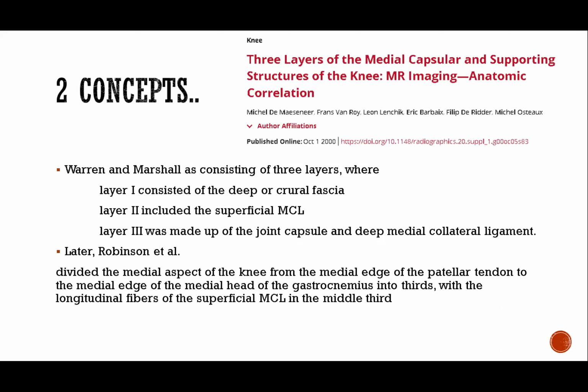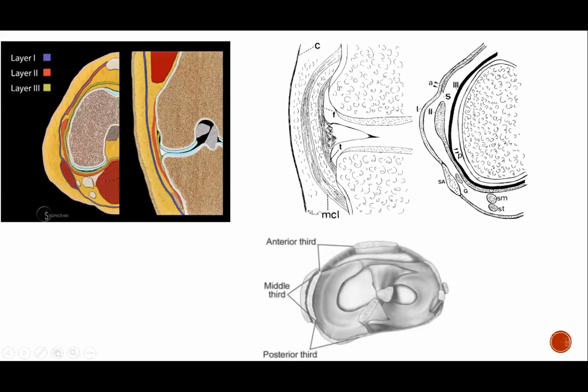Warren and Marshall stated that it consists of three layers. Layer 1 being the deeper crural fascia, 2 being superficial MCL, and 3 is made up of joint capsule and deep medial collateral ligament. So this is the pictorial representation. This is the superficial or crural fascia. This is layer 1. Axial section, this is the layer 1. And the layer 2 is superficial MCL.